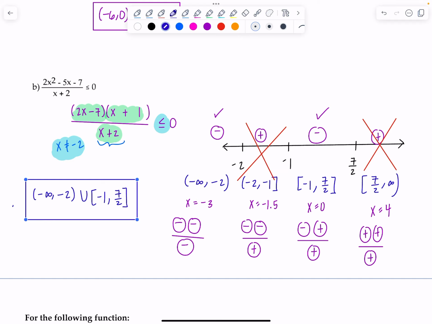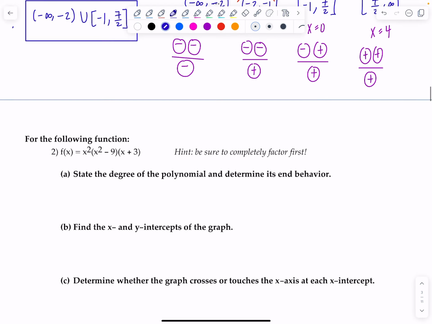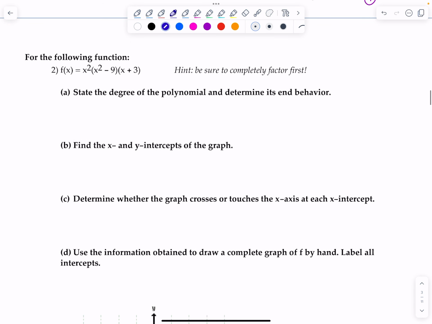All right, very good. Moving on. For the following function, state the degree of the polynomial, determine its end behavior, find the x and y intercepts, determine whether the graph crosses or touches the x-axis at each x-intercept, and then draw a complete graph by hand. I gave a hint, be sure to completely factor first.